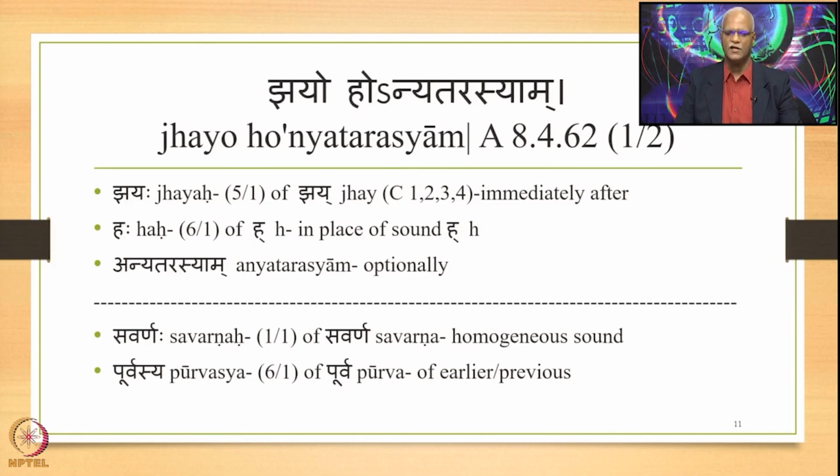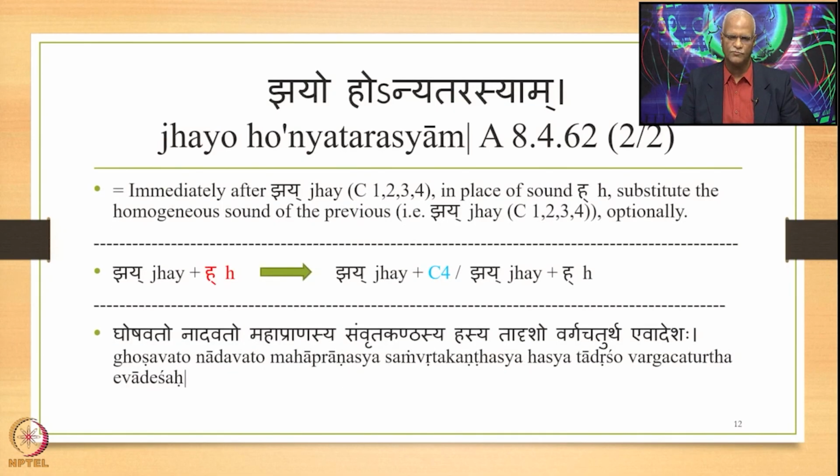Anyatarasyam means optionally. The word savarnaha, 1/1 of savarna, which is homogeneous sound, and purvasya, 6/1 of purva, of earlier or previous, are continued from the previous sutra. And so the meaning of the sutra is the following. Immediately after jhay, in place of sound ha, substitute the homogeneous sound of the previous, that is jhay, optionally.